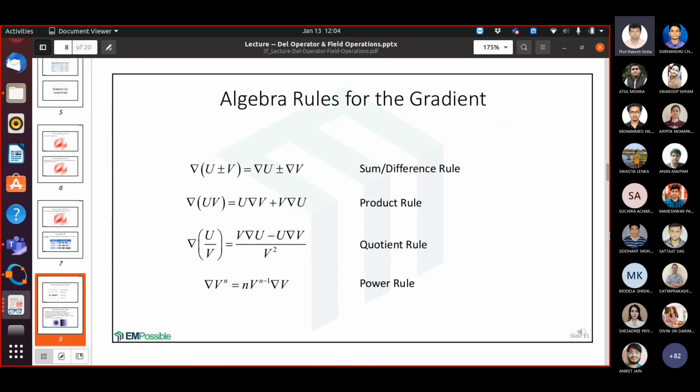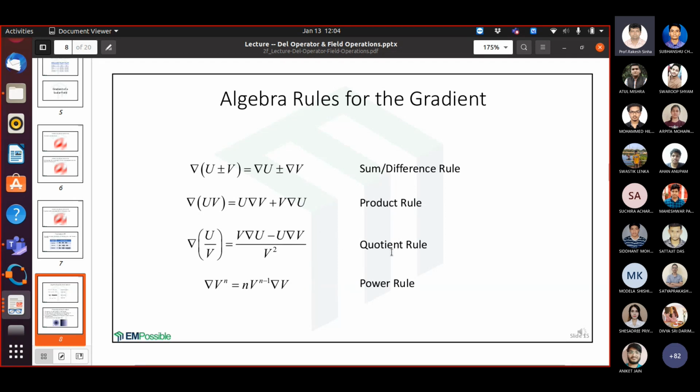Okay, so let's come to the algebra rules for gradient. If you take the sum or difference of two scalar quantities and then take the gradient, this means it is the sum or the difference of their gradients. And if you have a product, then the gradient of the product is u gradient v plus v gradient u.